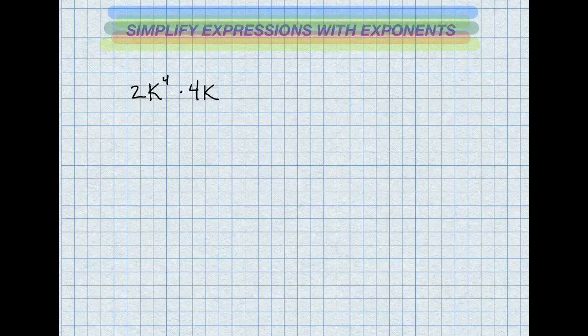Okay, this one should be pretty quick. 2k to the 4th times 4k. So we're going to say that's 2 times 4 times k to the 4 plus 1. Remember, if you don't see any exponent, you automatically know that's to the first power. So we get our answer, 8k to the 5th. If there's no exponent, you don't see anything there, just automatically know in your mind that there's a 1 there. So there it is, 8k to the 5th.